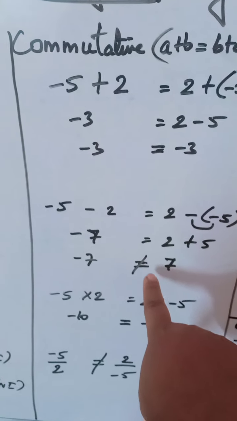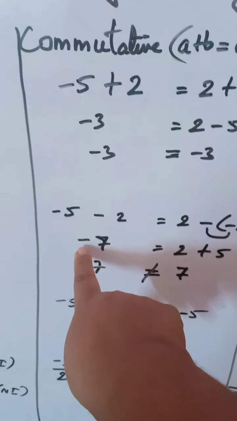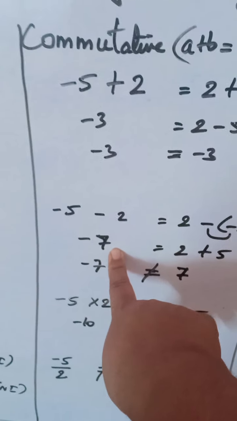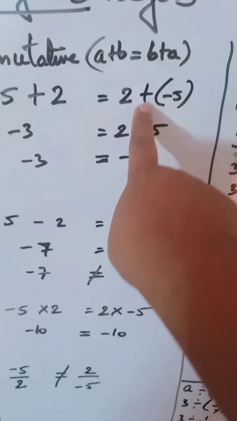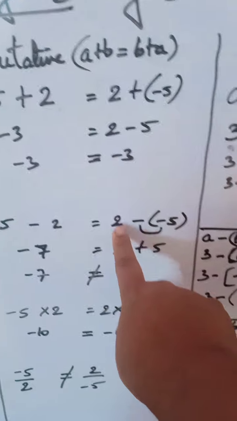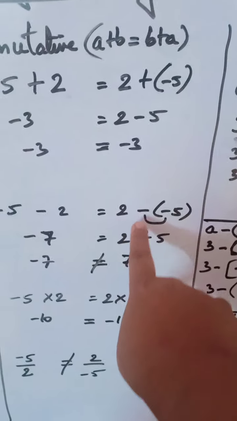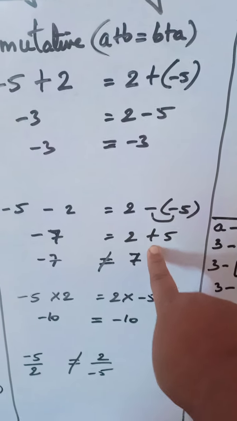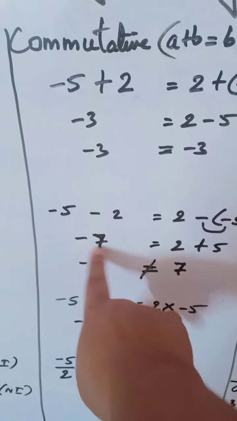So in the case of subtraction, see minus 5 minus 2. You got the answer as minus 7. In this side, 2 minus of minus 5. Same thing, here you are adding and here you are subtracting. That's all. So 2 minus of minus 5. Since you have a bracket, you have to multiply these two signs. So minus into minus is plus. 2 plus 5 is equal to 7. Here minus 5 minus 2 is equal to minus 7.